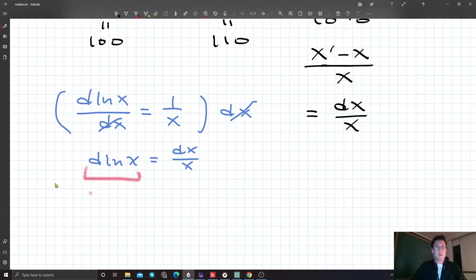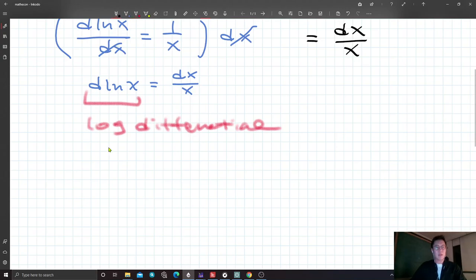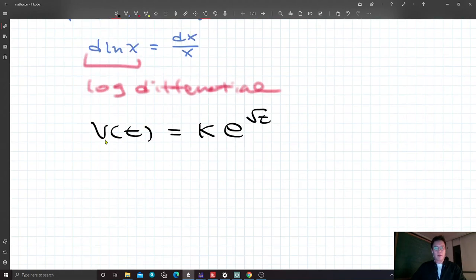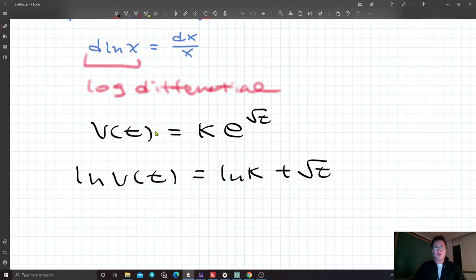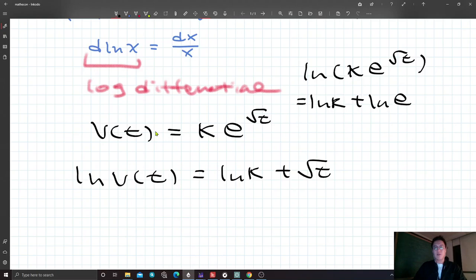This is called the log differential. Okay? So the value in t years, A of t, was given by k e to the square root of t. Right? And then if we think about the growth rate of value, we take the logarithm, so ln k plus square root of t, because ln of k e to the square root of t equals ln k plus ln e to the power square root of t. And once again, ln and e have an inverse relationship, so these two cancel.